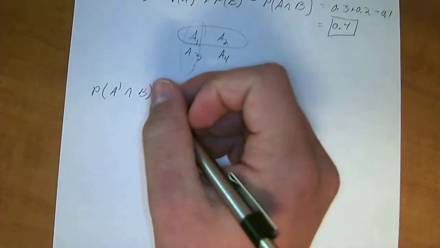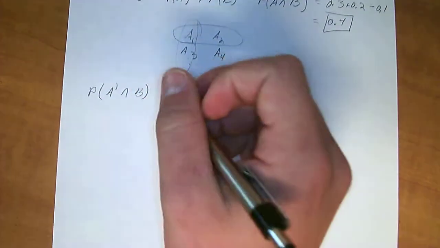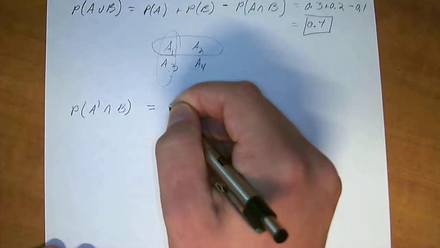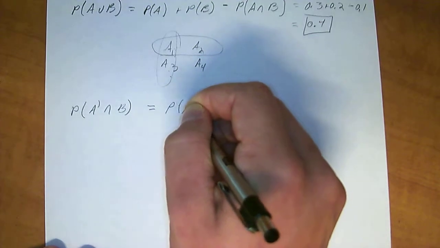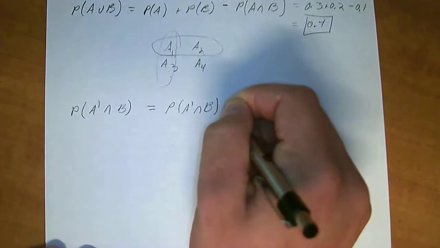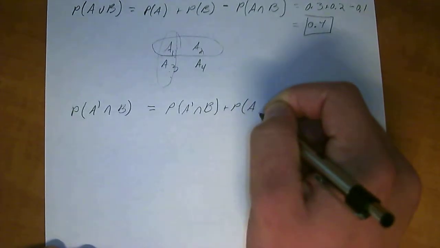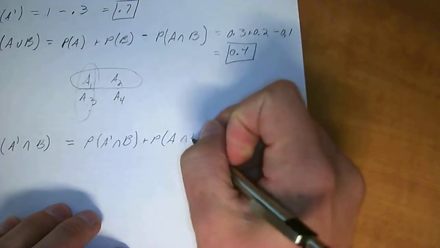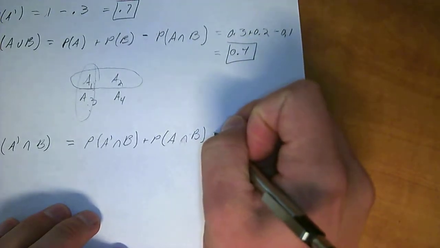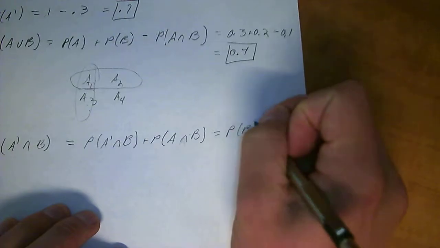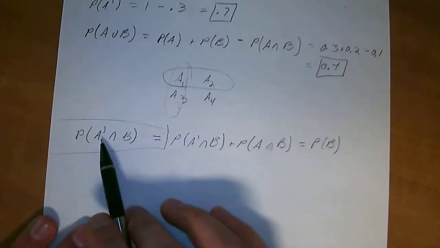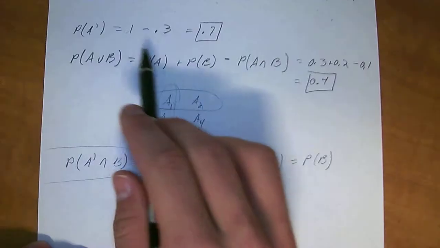So, moving on, the next one we have is the probability of A naught intersected with B. Okay? The formula you use for this is the probability of A naught intersected with B plus the probability of A intersected with B, which is equal to P of B, the probability of B.